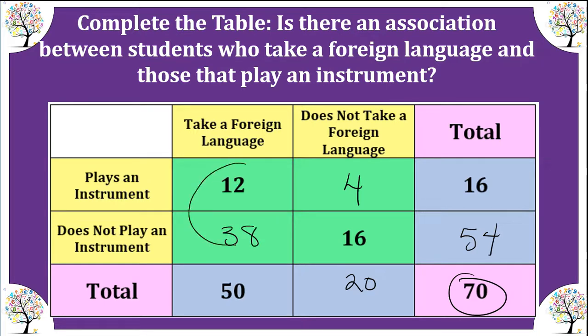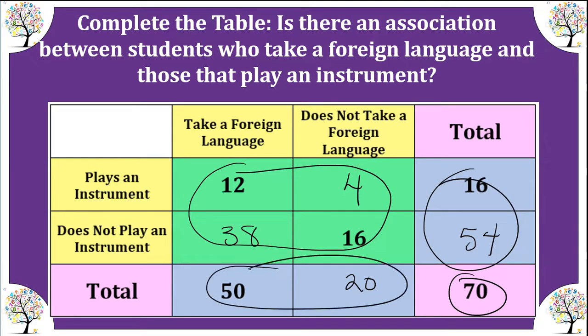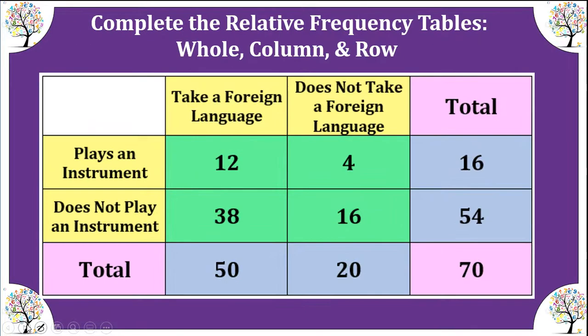So this is our joint frequency, remember. These side ones are the marginal frequency, and that does not include the 70 that was surveyed. The total people surveyed was 70. So joint and marginal frequency.